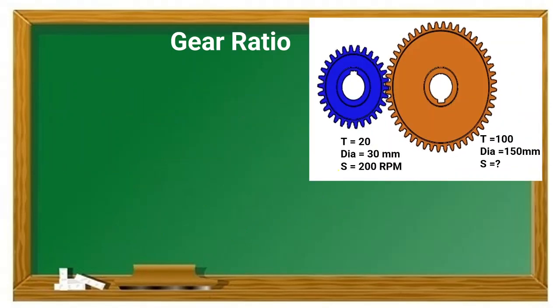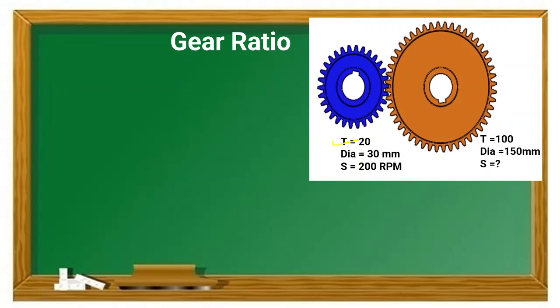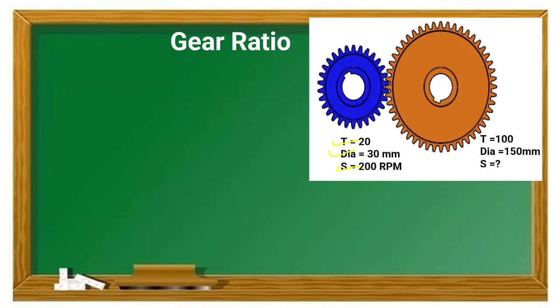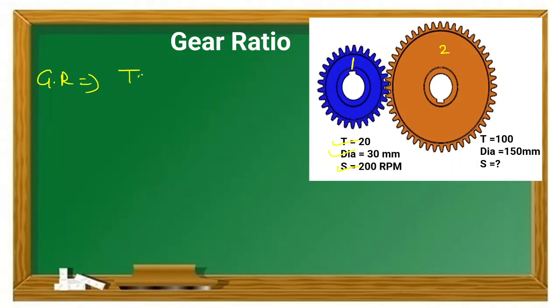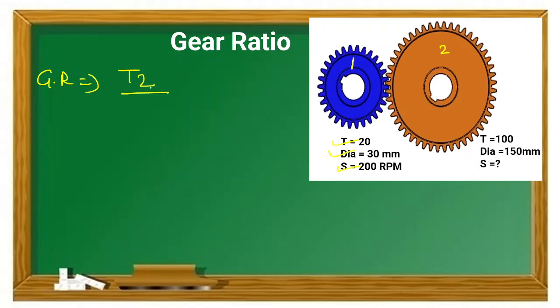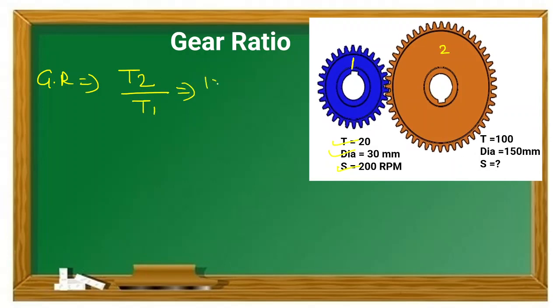Let's take one example to understand the gear ratio. Here we have taken three parameters, the teeth and the diameter, and we have to calculate the rpm of our driven gear. This is gear number one, this is gear number two, that is the driving gear and the driven gear. Let's start with the gear ratio. We can write down the formula for the teeth: the output gear teeth T2, I'm considering T2 as the output and T1 as the input. So T2 is 100 divided by 20, which gives you 5.